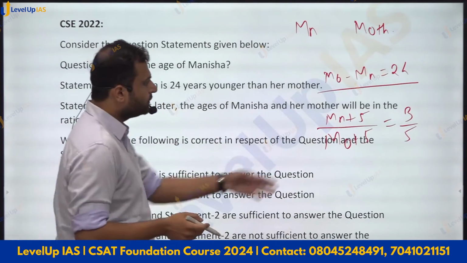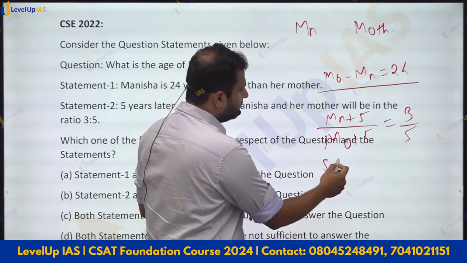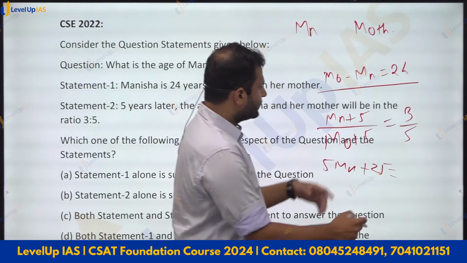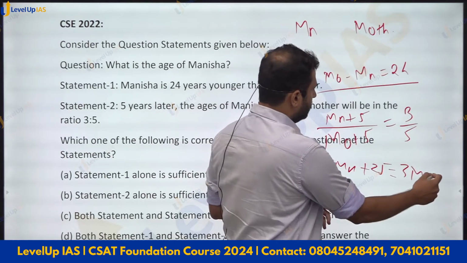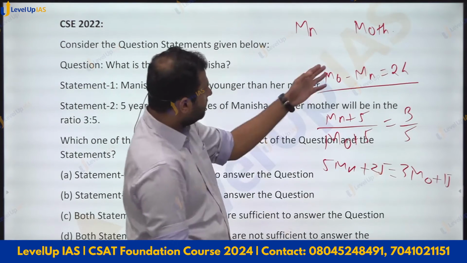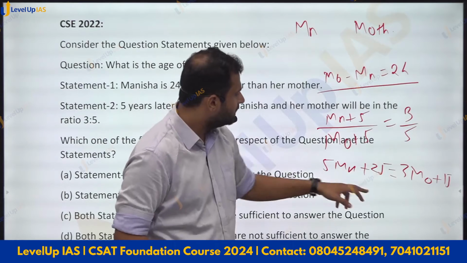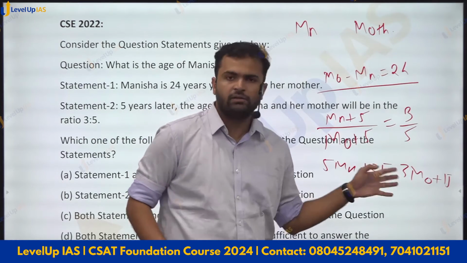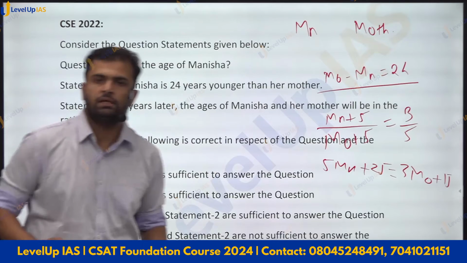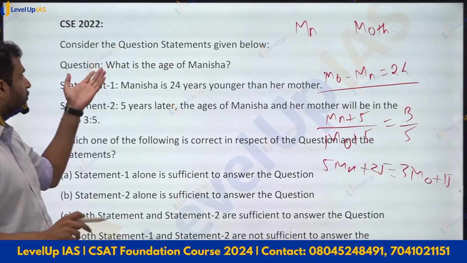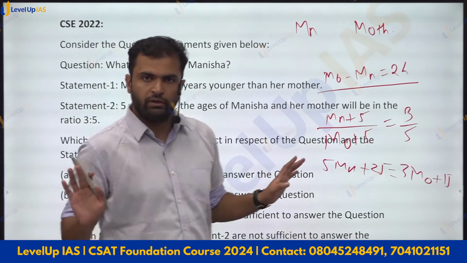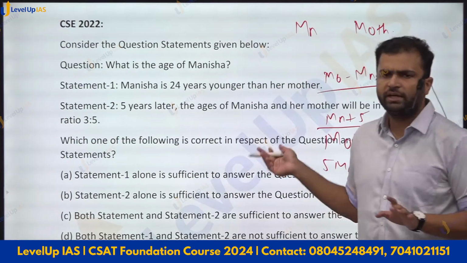So we can cross multiply. We get 5 Mn plus 25 is equal to 3 Mo plus 15. So is this the same? Mo minus Mn is 24. Here 3 Mo minus 5 Mn is 10. This is an entirely different equation than this. So we have two independent equations. So we can solve. The question is only, can we solve? Can we find the age of Manisha? We don't need to actually find it. This is just data sufficiency.